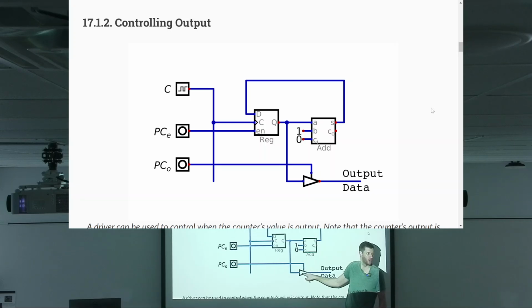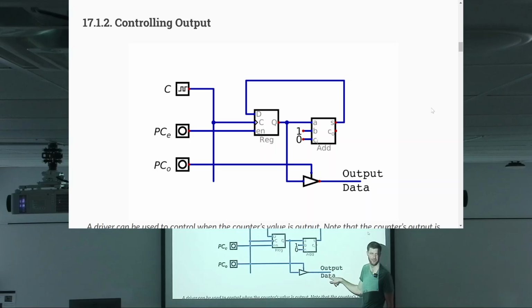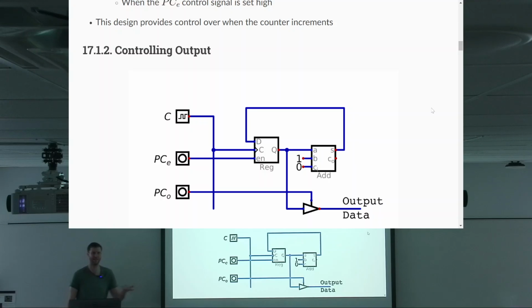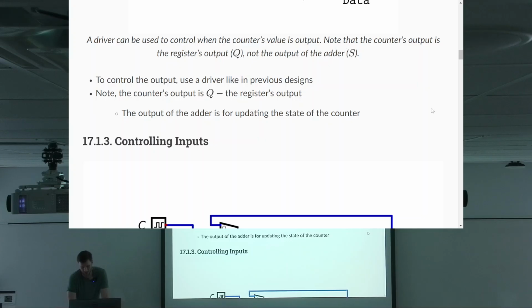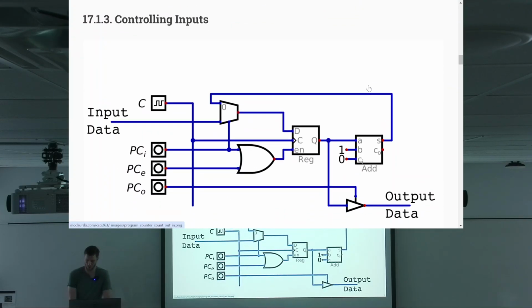But in order to actually control the output, we'll simply use a driver, or in your case, a transistor, right? When this is off, this will be Z, nothing's being output. When this is on, whatever value's in here gets output. Cool? Cool. So now we've added the ability to control when we output. To control the output, use a driver like the previous designs. Note that the counter's Q is the output. The output of the adder is for updating the state of the counter. Okay. So now, when do we want to control inputs?